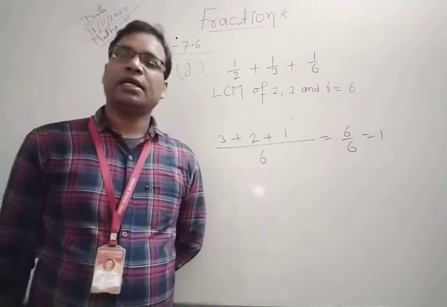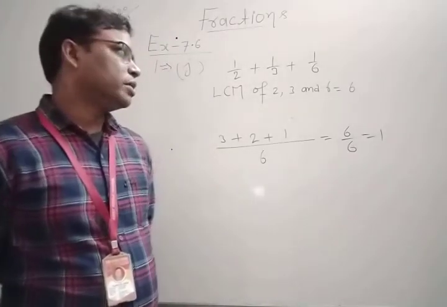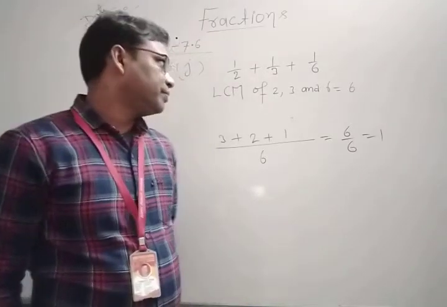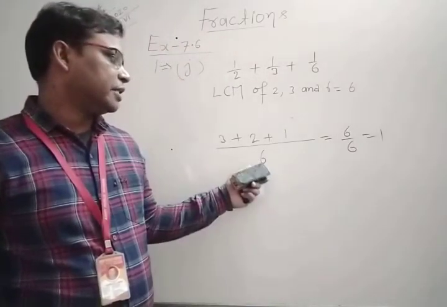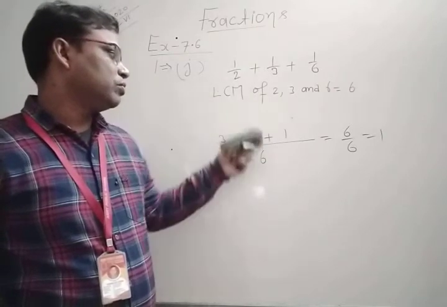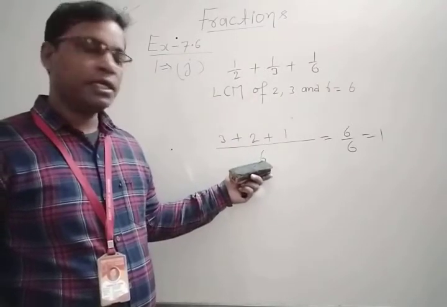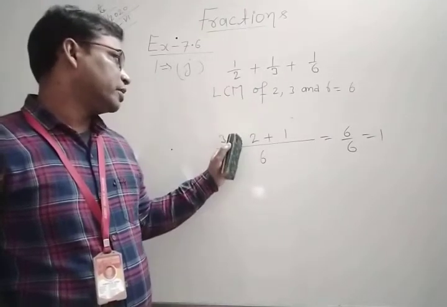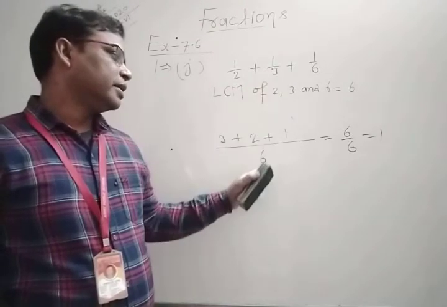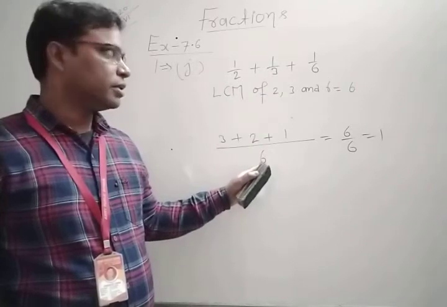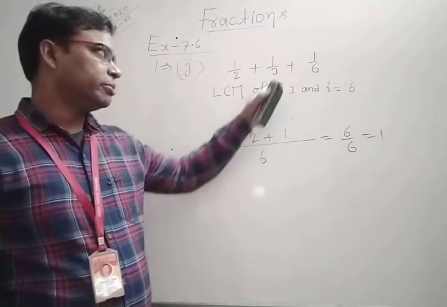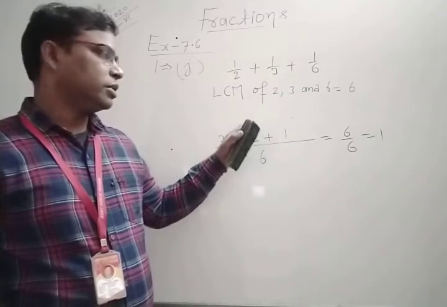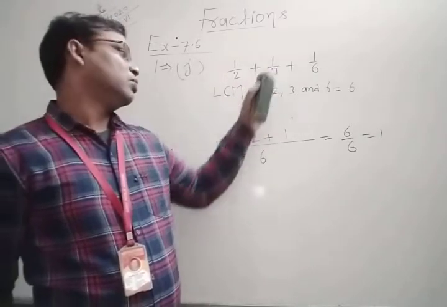So you can write here the LCM of 2, 3 and 6 is 6. Okay, so we take LCM 6, and when you divide 6 by 2, you obtain 3, and this 3 we multiply by the numerator: 3 times 1 is 3. Similarly, we divide 6 by 3, we obtain 2, and we multiply this quotient 2 by the numerator: 2 times 1 is 2.